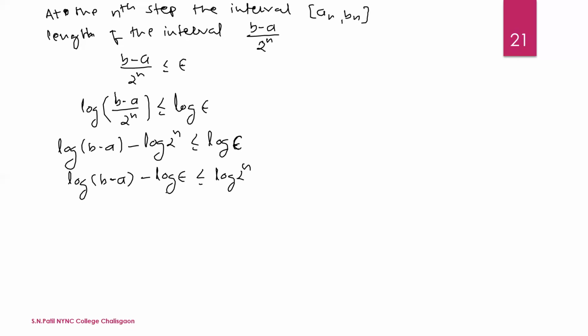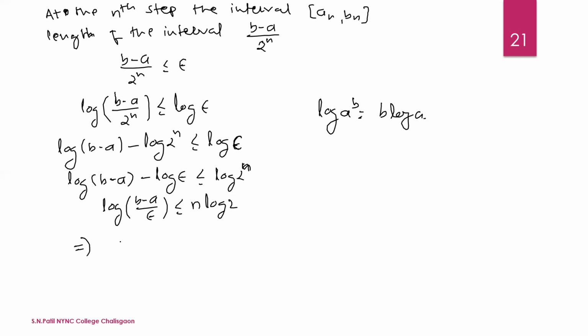Now apply the property log a minus log b: it can be written as log of (b minus a) upon epsilon is less than or equal to log of 2 raised to n. Applying the logarithmic property, log of a raised to b is b into log a, so it can be written as n log of 2. Now dividing by log 2, we get n is greater than log of (b minus a) divided by epsilon, divided by log 2.